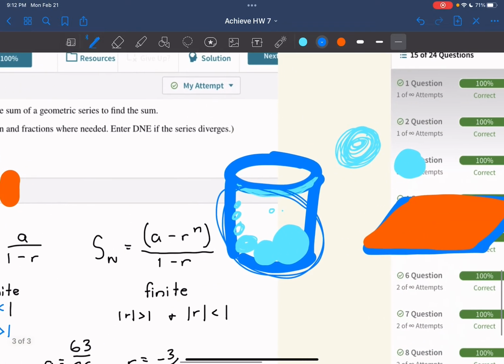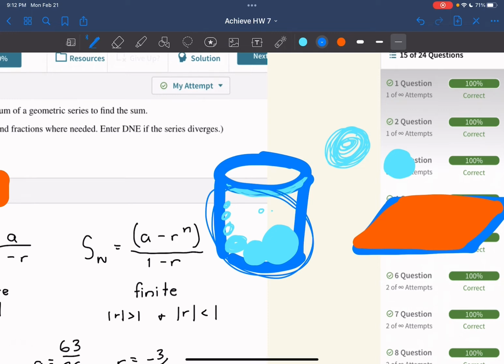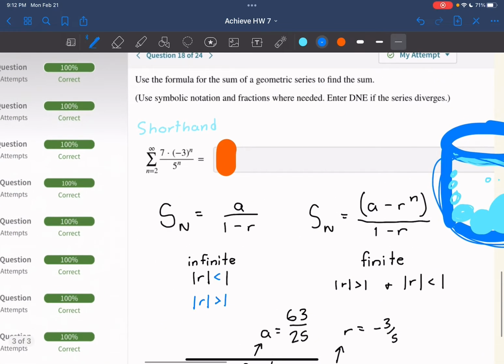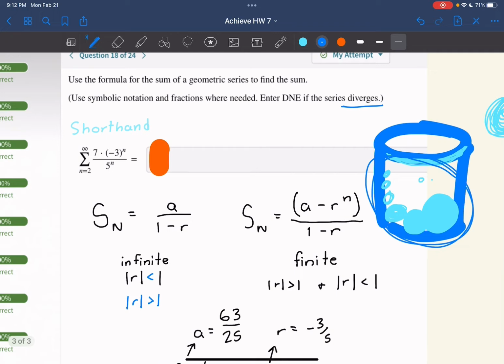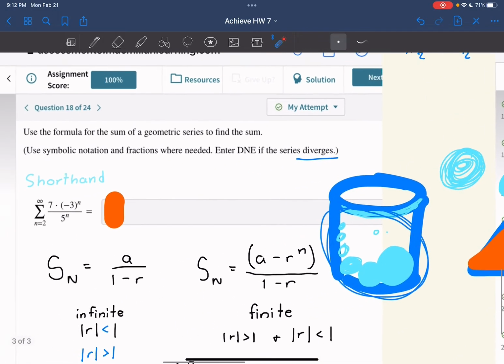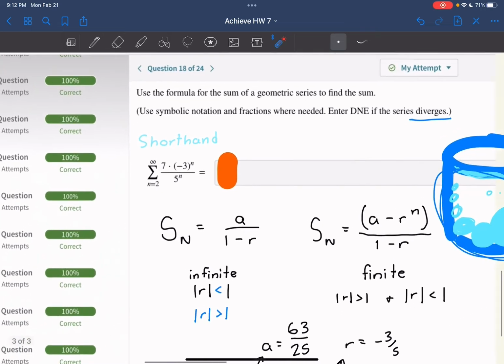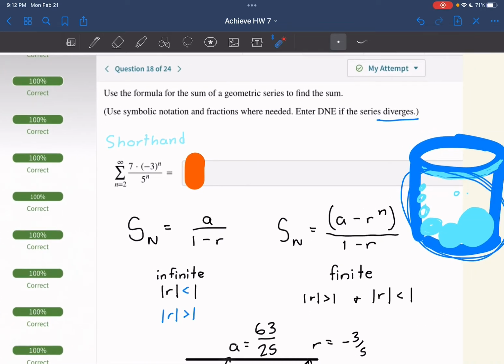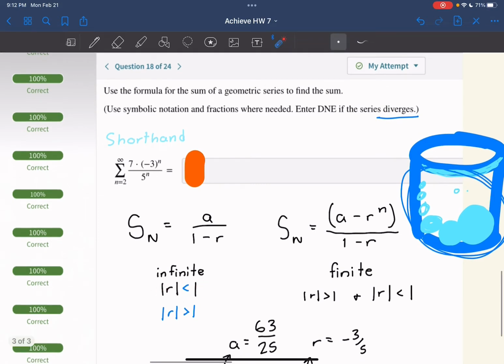Well, as we said in the first example, if R is greater than 1, then we're going to have an infinite amount of sand, right? So that's a case where it'll diverge. If R is greater than 1, then you're going to be adding an infinite amount of sand. And so if you make infinite trips to the sandbox, and each time you're bringing back more and more sand, then you're just going to have an infinite amount of sand. However, if you're bringing back less and less sand, so R is less than 1, then you're going to eventually get a certain amount of sand.